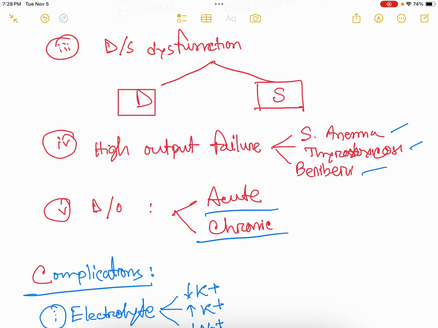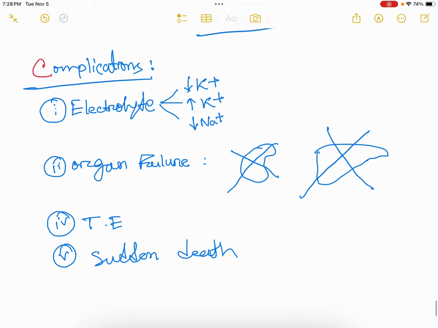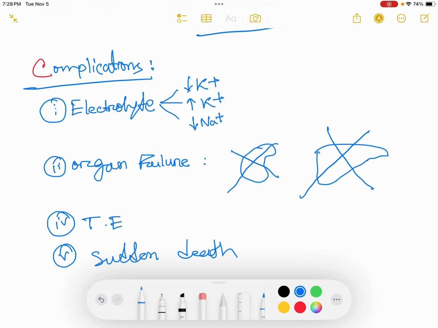Final topic: complications of heart failure. Number one, electrolyte imbalance. Number two, organ failure. Number three, cardiac arrhythmia. Number four, thromboembolism, and number five, sudden death.